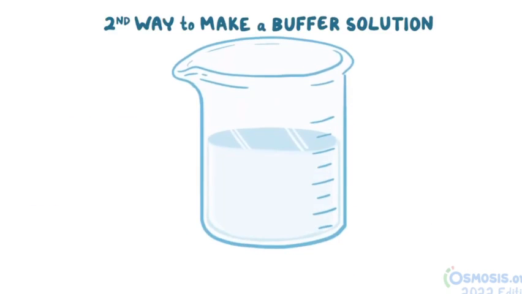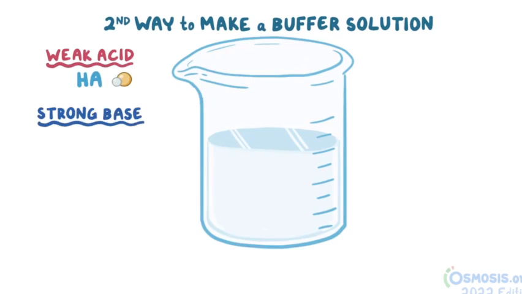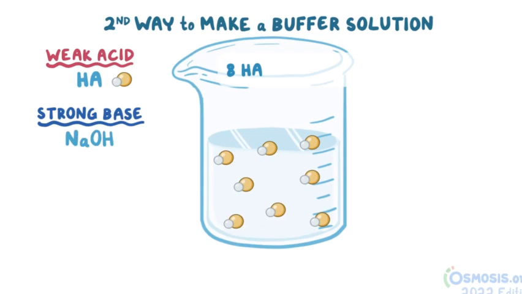The second way to make a buffer solution also starts with an aqueous solution of a weak acid, HA. However, this time, instead of adding a salt, we'll add a strong base. This time, let's start with 8 HA molecules in the particulate diagram. Our next step is to add an aqueous solution of sodium hydroxide. Sodium hydroxide is a strong base that dissociates into sodium ions, Na+, and hydroxide ions, OH-, when dissolved in water.